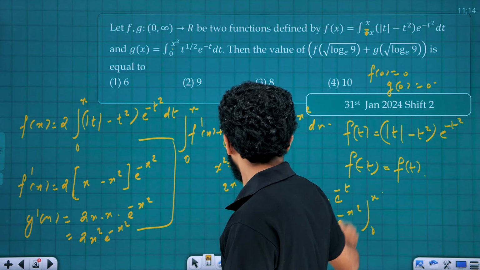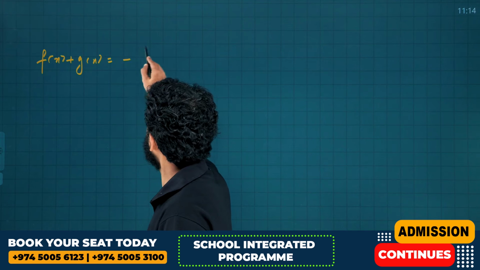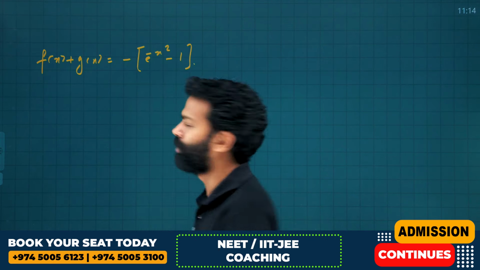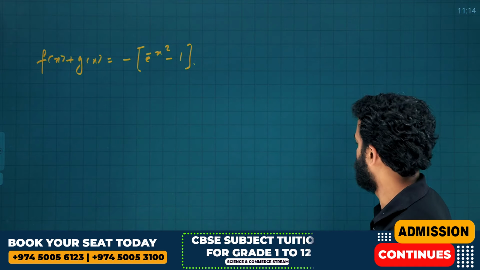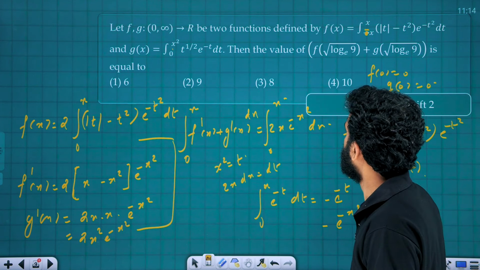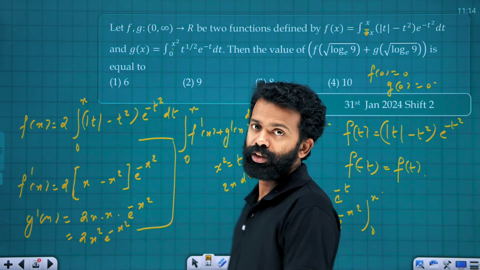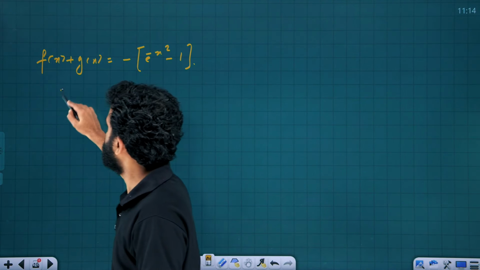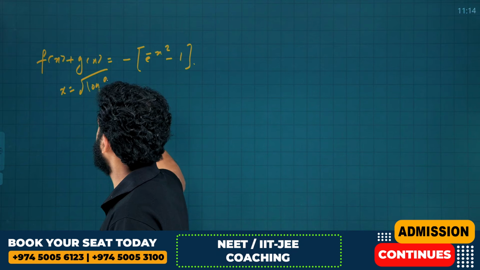If you apply the lower limit and upper limit, it will be minus of e raised to minus x square minus 1. You need to find f of square root of log 9 to the base e plus g of square root of log 9 to the base e. So what should you do here? Put x equal to square root of log 9 to the base e.